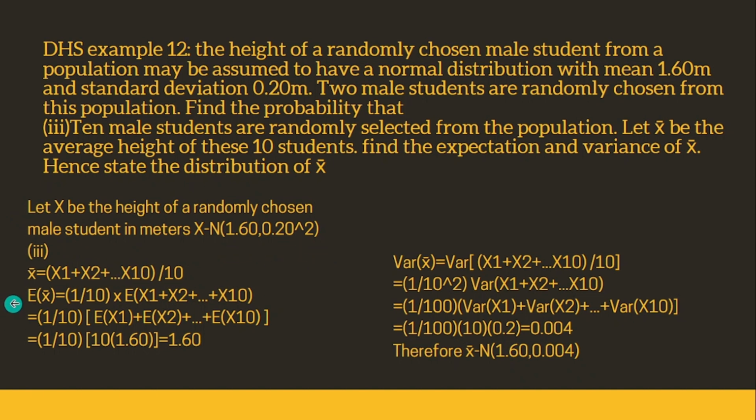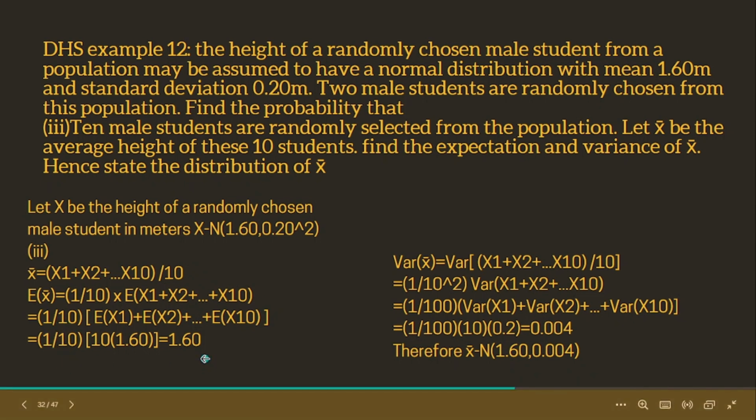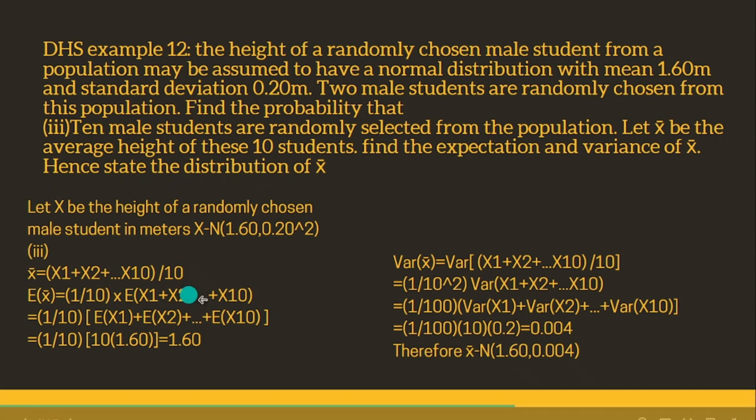Here we have x bar. We're going to take the expected value of 10 students and then divide by 10. So 1 over 10 times these 10 expectations, which will still lead to 1.6, because we're basically dividing by 10 for 10 students. So 10 over 10 is 1. Then for the variance, it's just going to be the variance of all these x1 to x10 divided by 10.